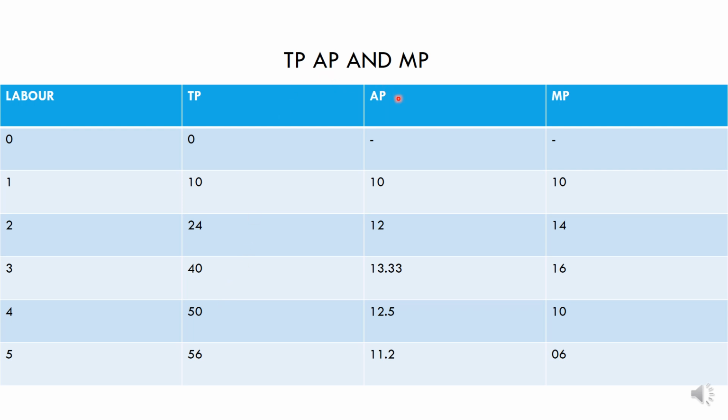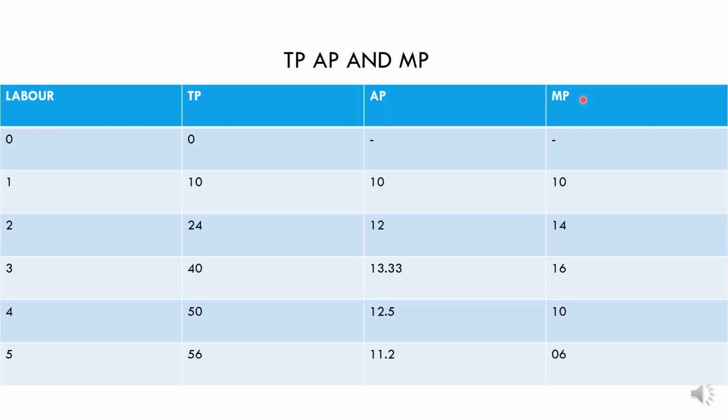And now coming to the AP. So what is the formula for AP? AP is equal to TP divided by L. So total production divided by number of units of labor. So 10 divided by 1, AP is 10; 24 divided by 2, 12; 40 divided by 3, 13.33; 50 divided by 4, 12.5; and 56 units of output divided by 5 units of labor, the contribution of each laborer is 11.2 units.